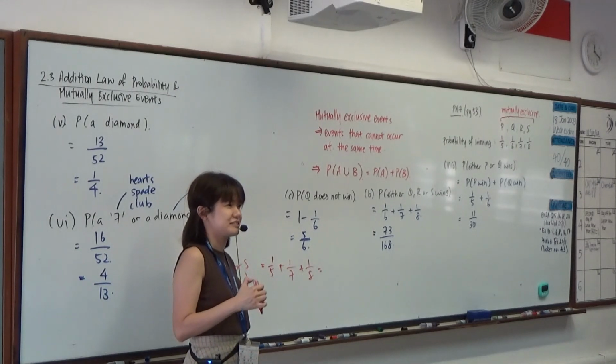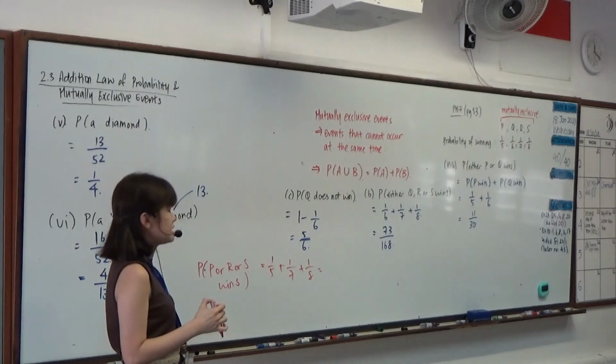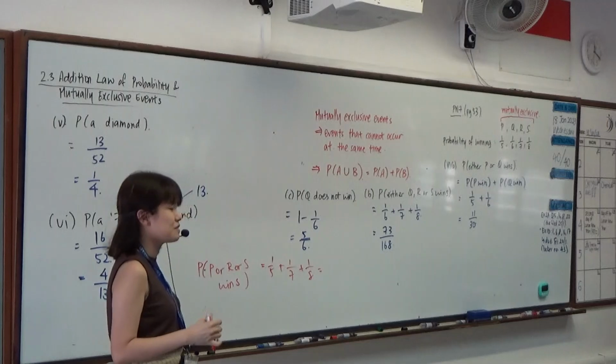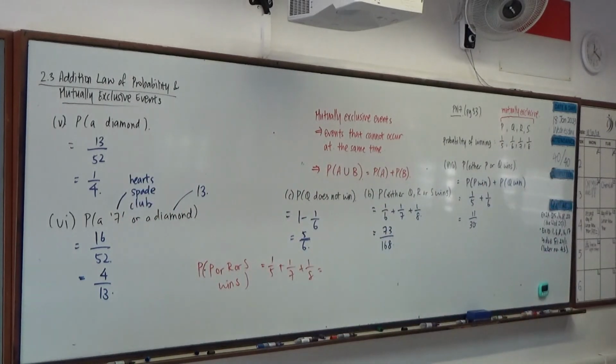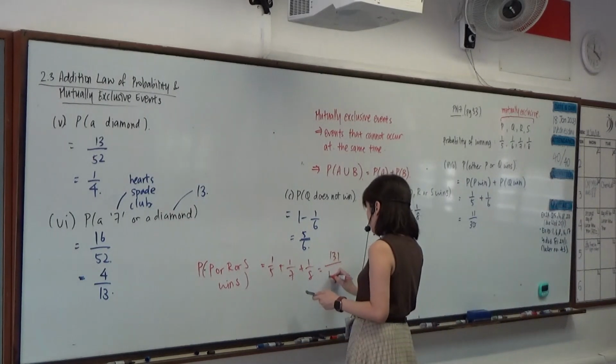Correct. Q does not win, that means P, R, or S wins. Is it correct? Yes. But then what is the answer over here? I don't know, you're going to use the calculator. Hey, who's saying you can use a calculator? It's 131 over 280, right?